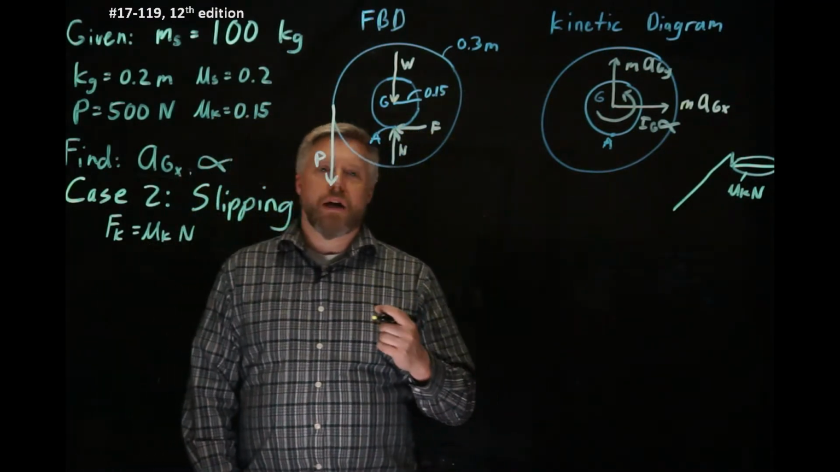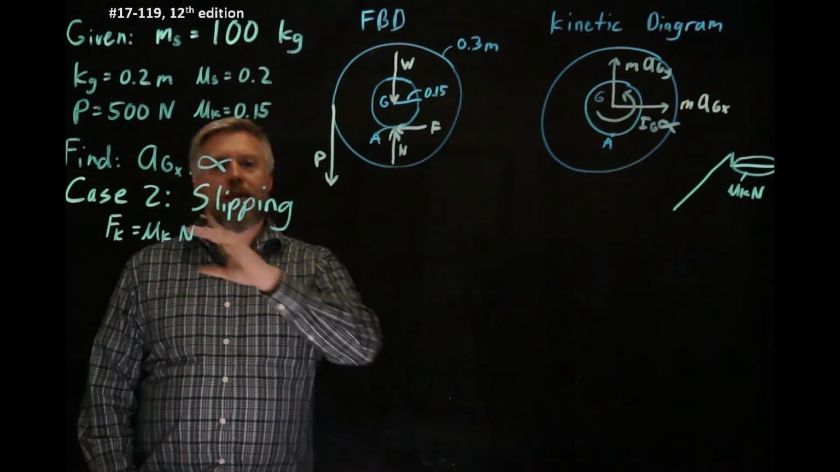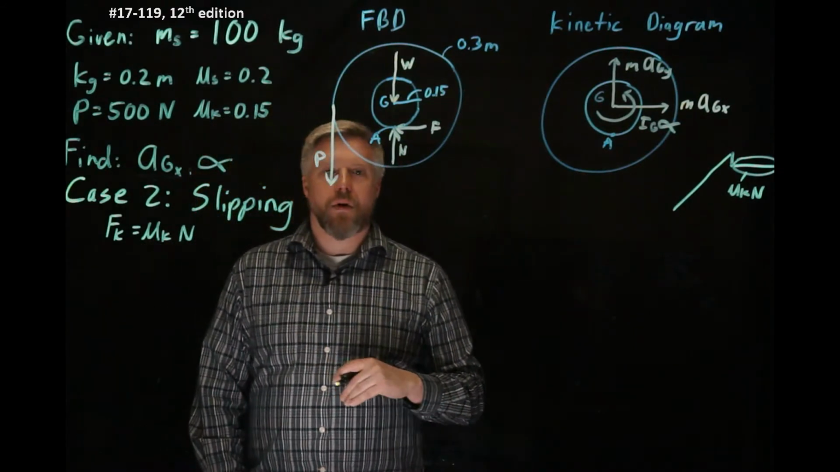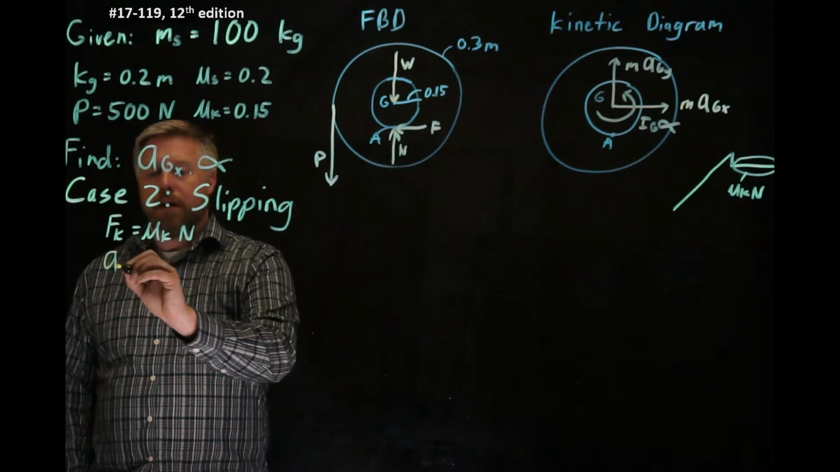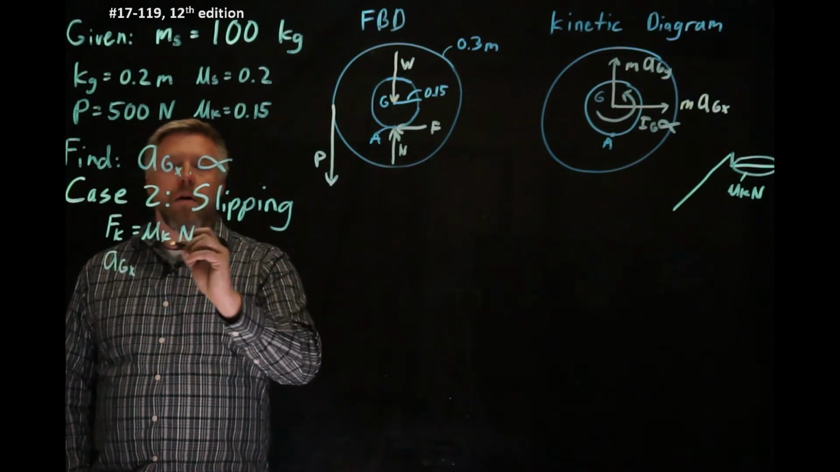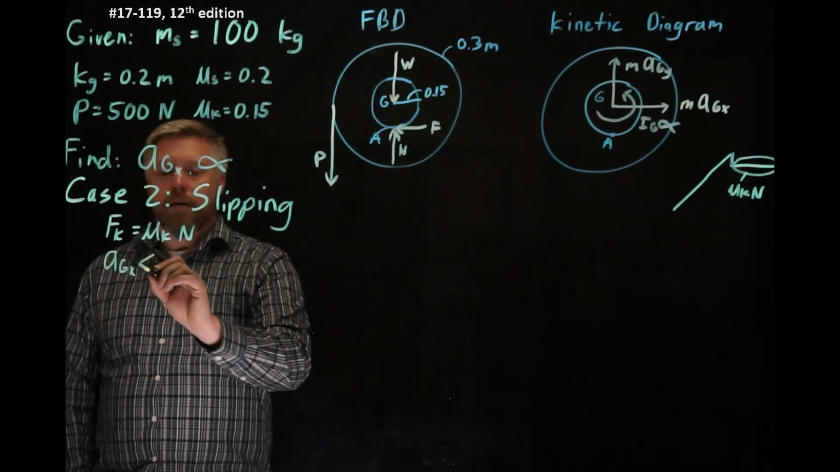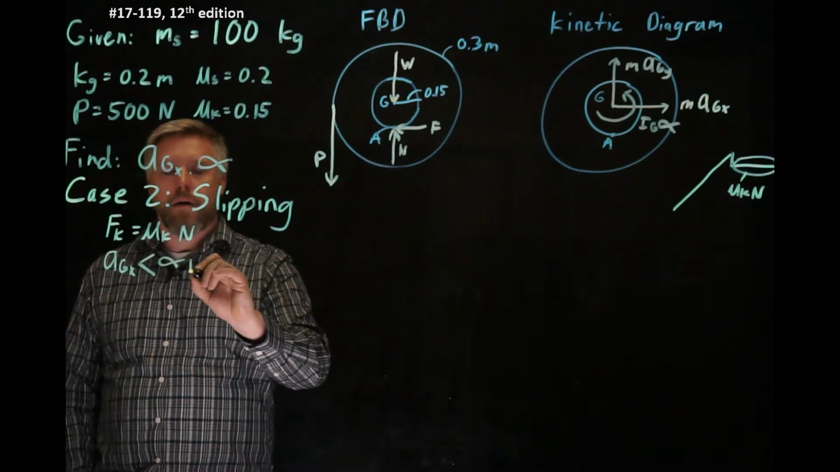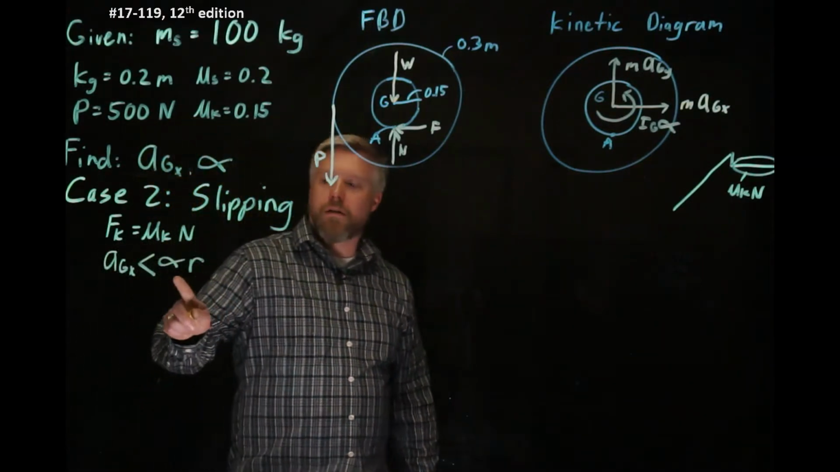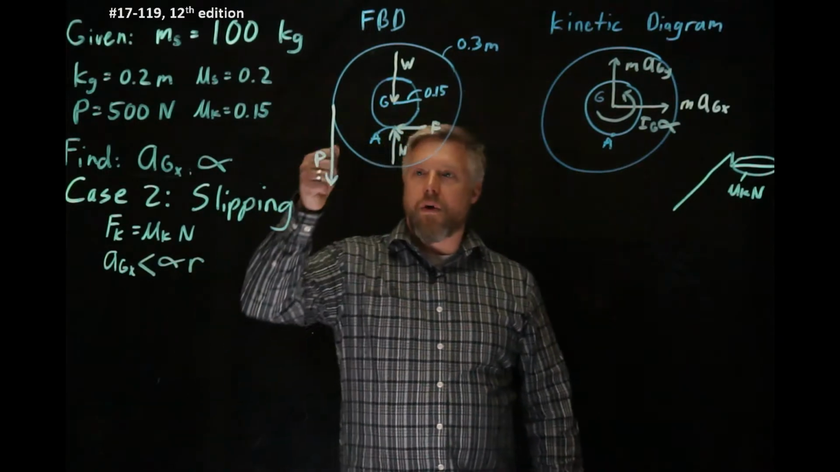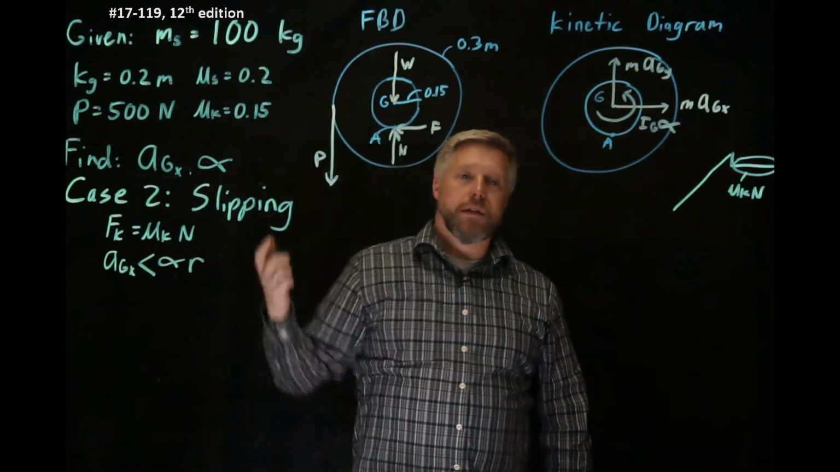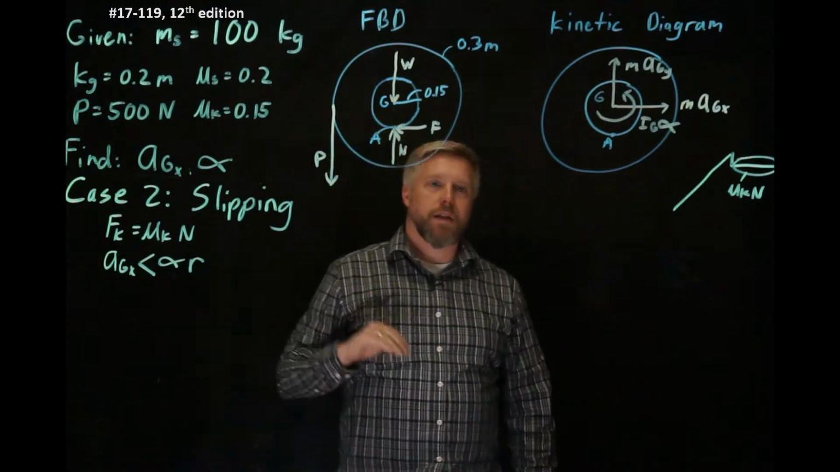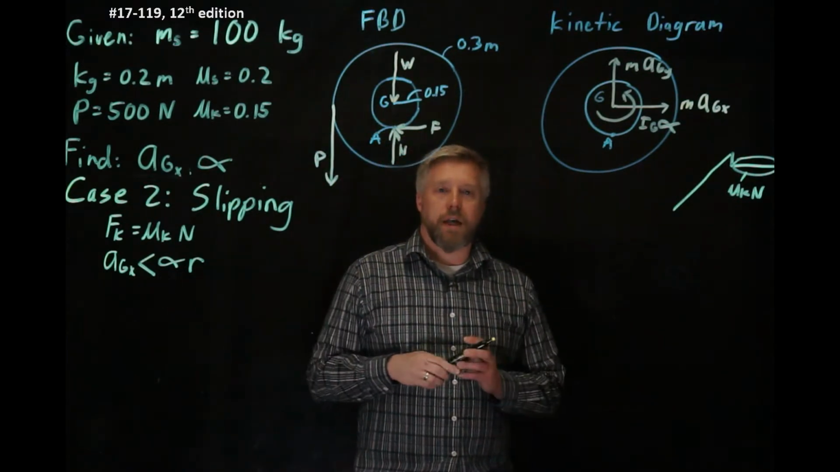There's always a check to every case. Now we know this is the correct case because we solved the other one. But if you had done this case first, you would want to check that your AGX would end up being less than your alpha r. Why is that? Because you're going to get a larger alpha. When it slips, it's going to be able to have a larger angular acceleration than it would if it didn't slip. So we will end up checking that at the end, just in case you did case 2 first.